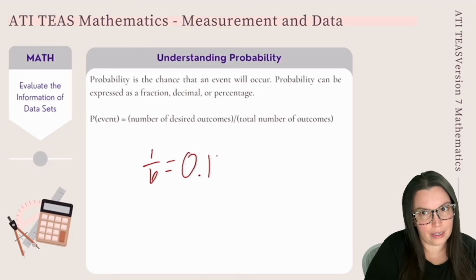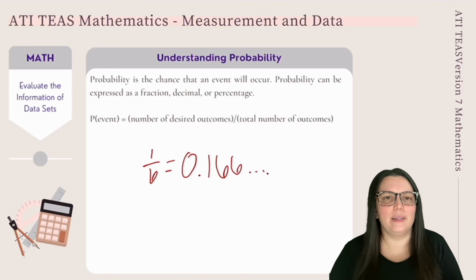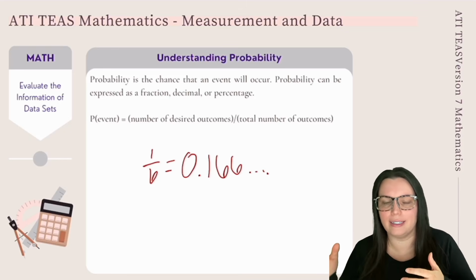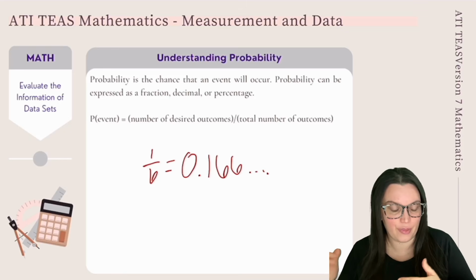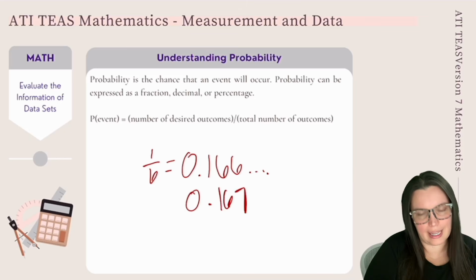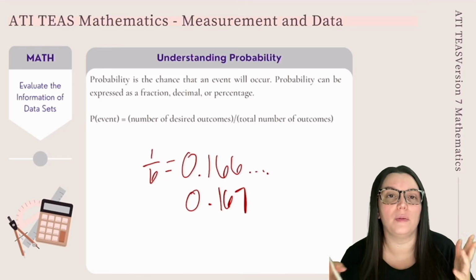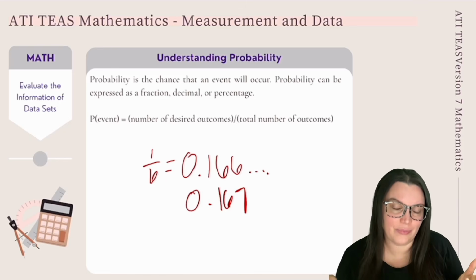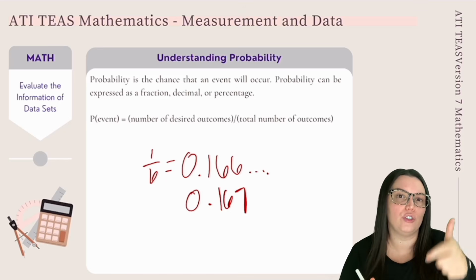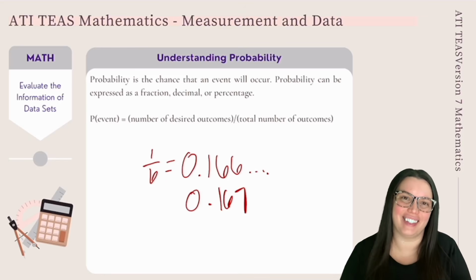So 0.166, and so on and so forth. Depending on what it asks you to round to, maybe it says round to the nearest thousandths place, then you would be looking at something like 0.167. But that is how you are going to determine probability. What are the chances that out of the total number of outcomes that could occur, I am going to perform this one particular outcome that I desire?